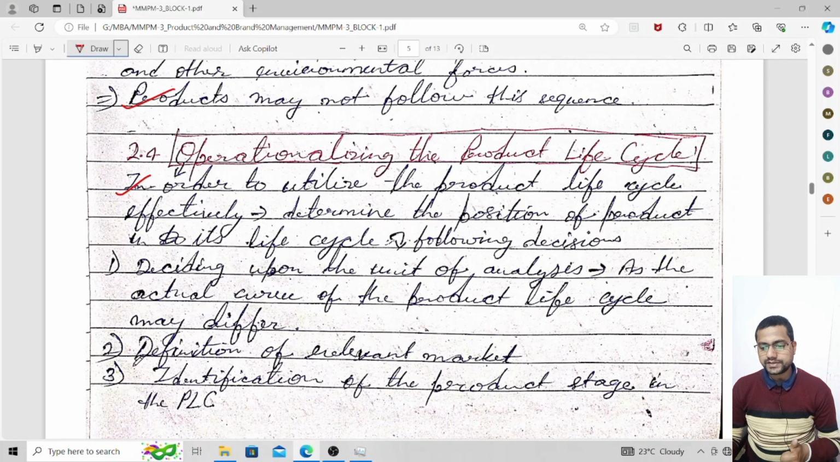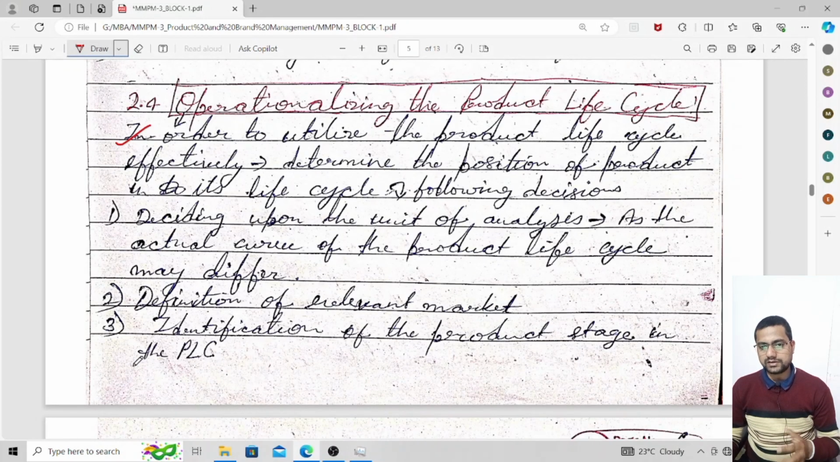Third, identification of the product stage in the product life cycle. Third means we have to identify the product stage. It means in which stage the product is right now. So on the basis of that, as I said earlier also, if we know in which stage of the product life cycle the product is, then we can take better decisions, and it will help us get more profit.